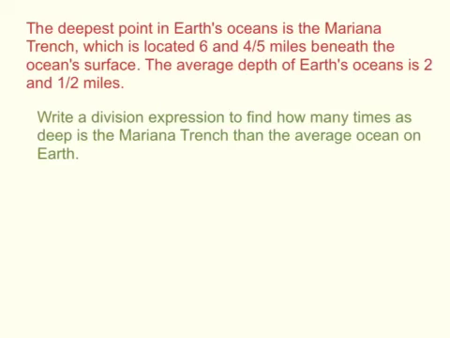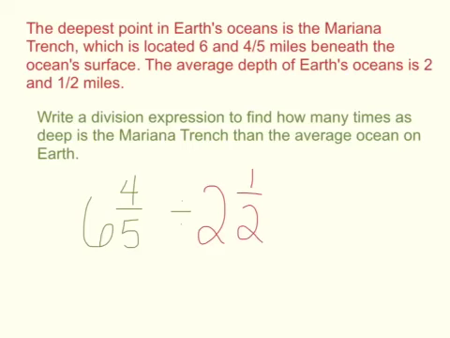We can begin by solving the problem by using 6 4/5 as our dividend, because that is the deepest part of the Earth, which is the Mariana Trench. We're going to divide that by the average depth of the Earth's ocean, which is 2.5 miles, to figure out how many times as deep the Mariana Trench is, which is 6 4/5, than the average oceans on Earth, which is 2.5 miles.